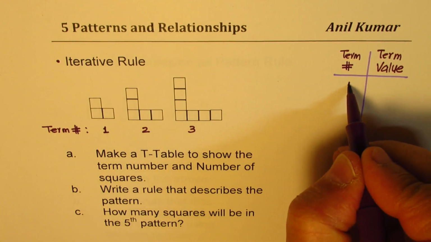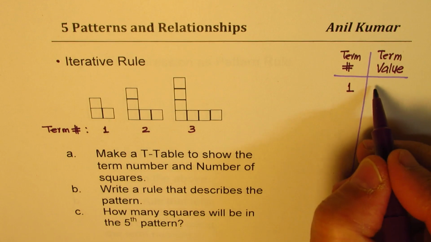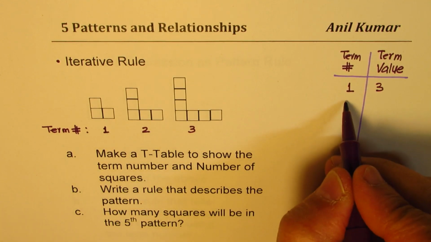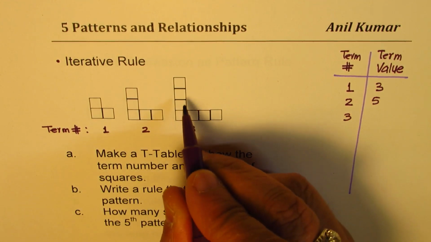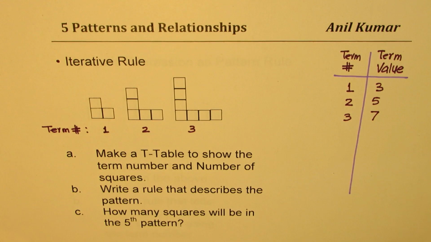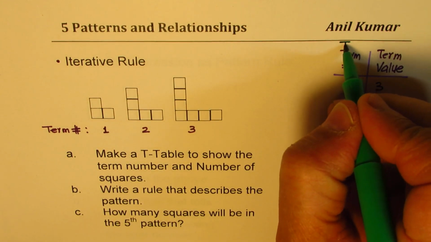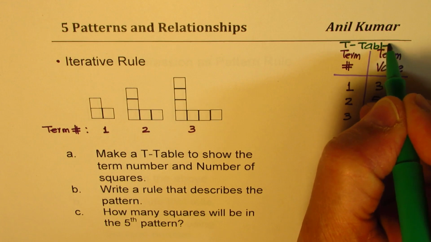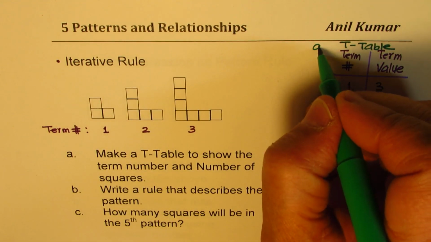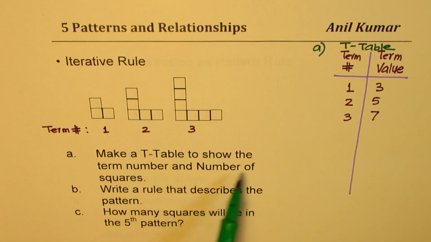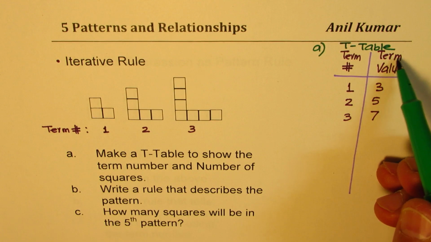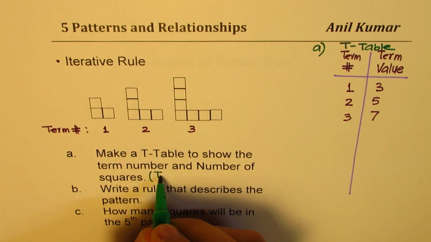So in the first term, we have 3 squares, so the value is 3. In the second term, we have 5 of them, and in the third term, we have 7 of them, correct? So that is the t-table which you are familiar with, correct? So let me write here t-table. So that's part A. So make a t-table to show the term number and the number of squares. So the number of squares is the term value which I have given, which I am writing as term value.